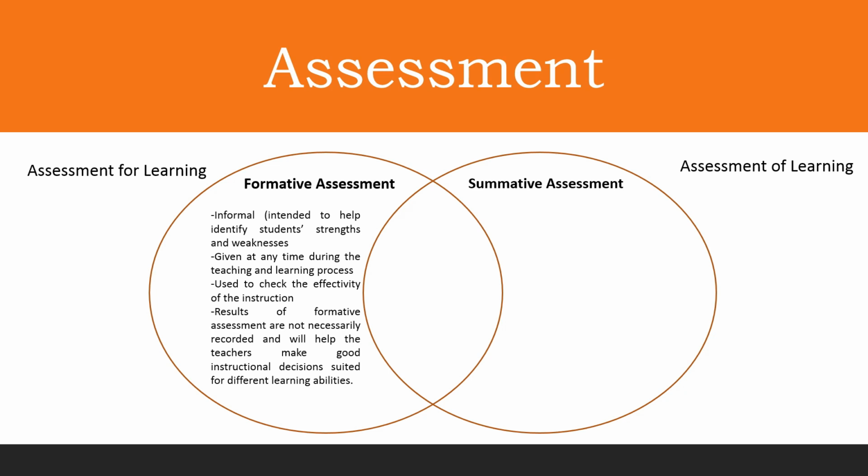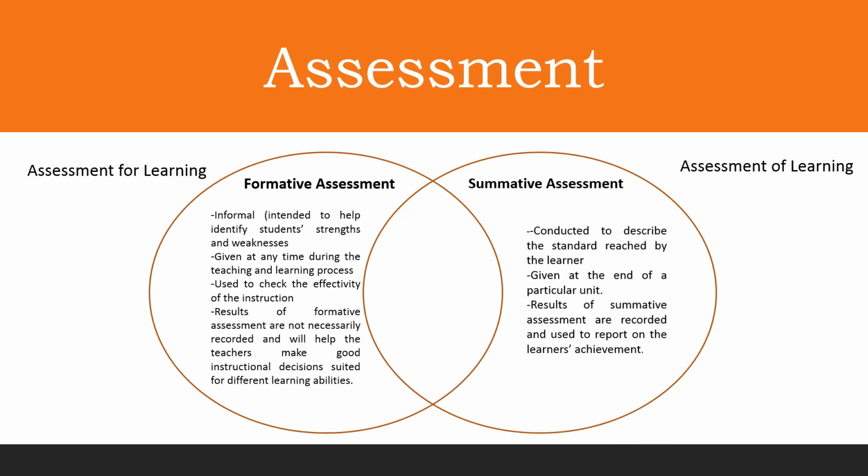Results of the formative assessment are not necessarily recorded and will help teachers make good instructional decisions suited for different learning abilities. Formative assessments attempt to measure learning as it is forming or happening, while on the other hand, summative assessment is an assessment of learning. It is conducted to describe the standard reached by the learner. It is given at the end of a particular unit, and results of the summative assessments are recorded and used to report on learners' achievement. Summative assessment sums up the learning that has already happened.